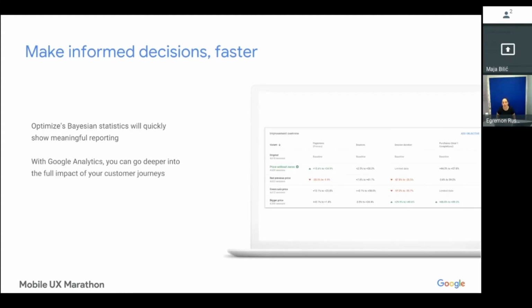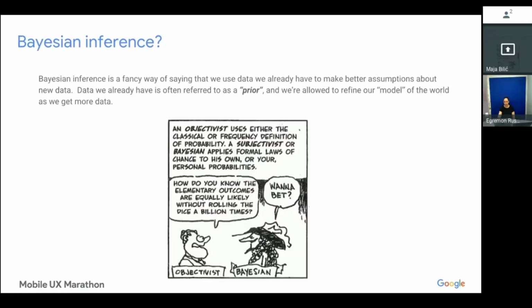Bayesian statistics allows us to make informed decisions much faster. What that means is that we do not require a certain amount of traffic to get you to the winner of your experiment. Optimize looks at consistency, and that means that we look at conversions and inform our model every day about the new state. With informing the model every single day, we can calculate the winner much faster. And with Google Analytics, you can go deeper into the full impact of your customer journeys.